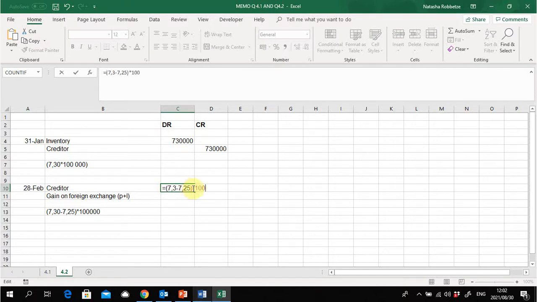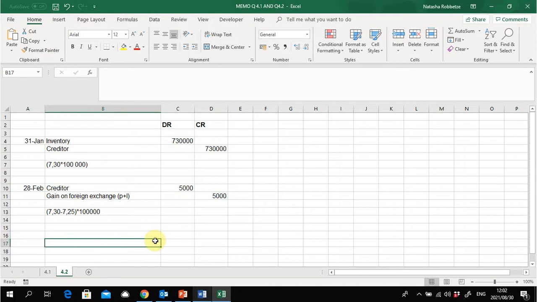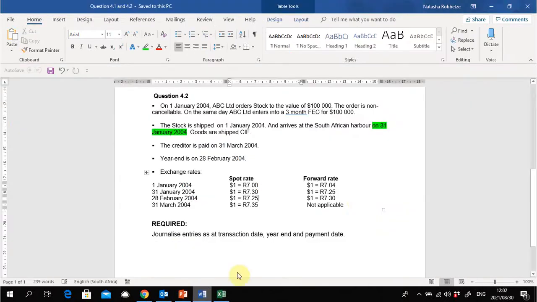I'm going to times it by 100,000. It gives us 5,000 Rand. We also need, at year end, to go and value the FEC. So what are the changes in FEC?